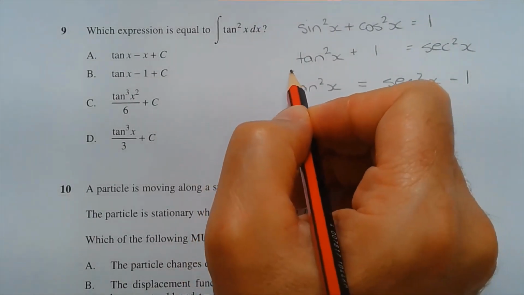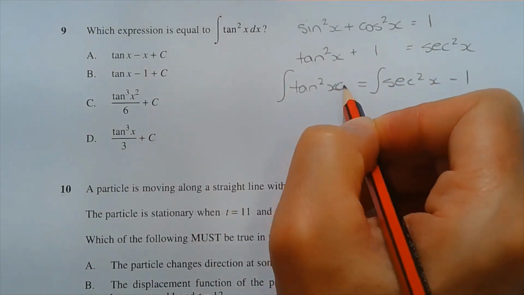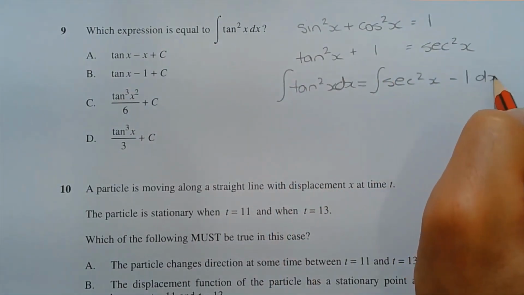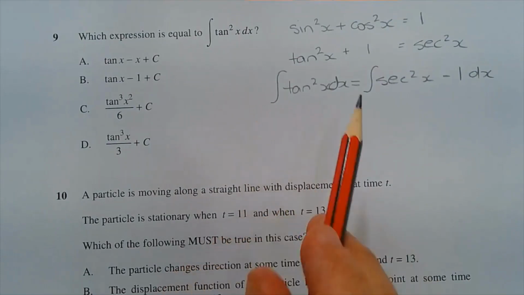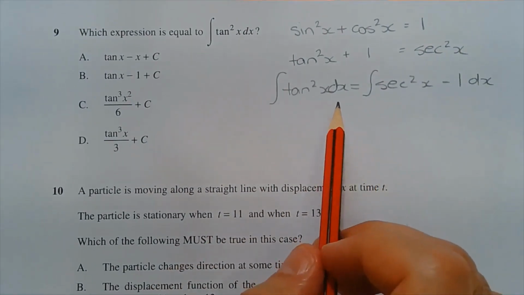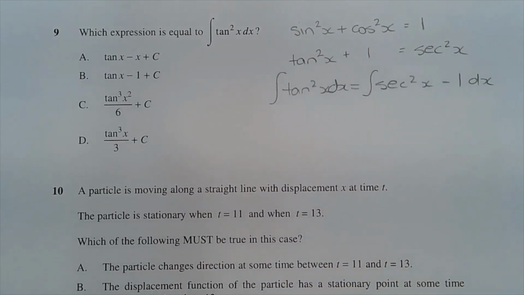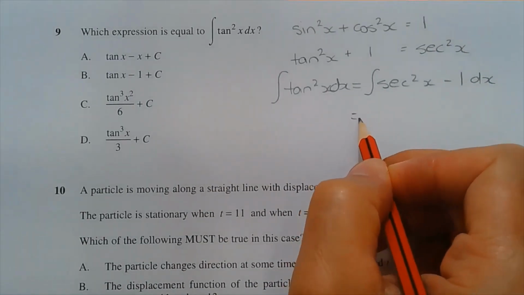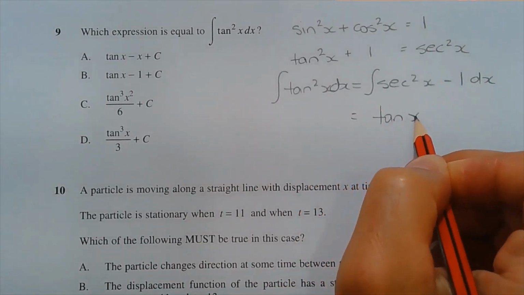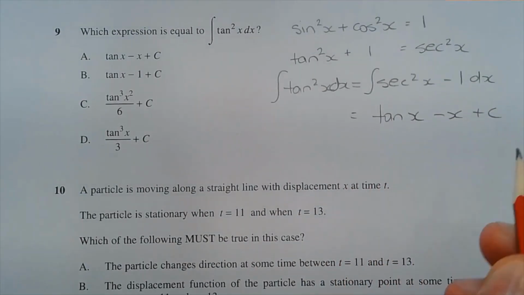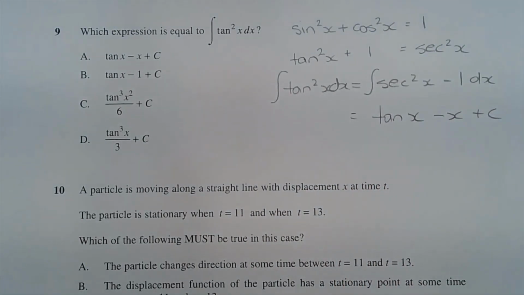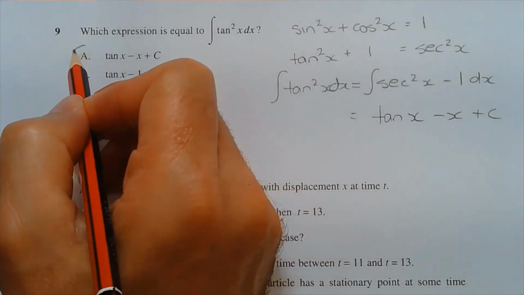Now integrating all the terms of the equation with respect to x, the integral of tan squared x with respect to x is equal to the integral of sec squared x minus 1 with respect to x. And that is equal to tan x minus x plus the constant c. Hence the answer is option A.